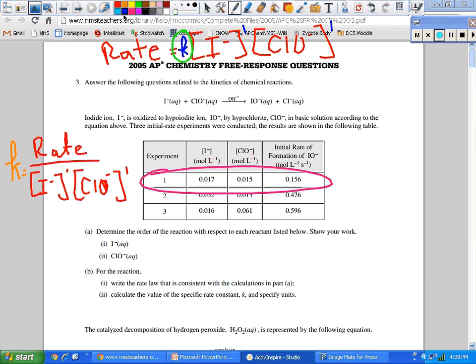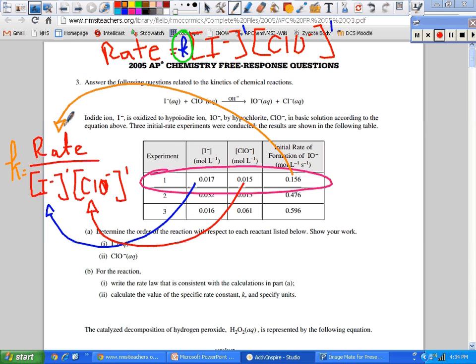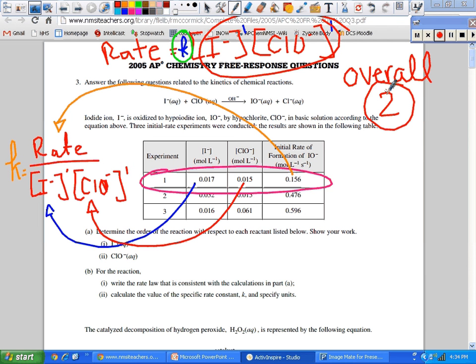here's the most important part. What is our overall order? Overall is 2. And this was the finger rule. You hold 2 fingers up, put one down, that tells you how many units are on the bottom. So remember the units for K was equal to a number over molarity times time. Now, what is your time unit in this particular thing? Sitting right there. So it's seconds. So it's a number over.